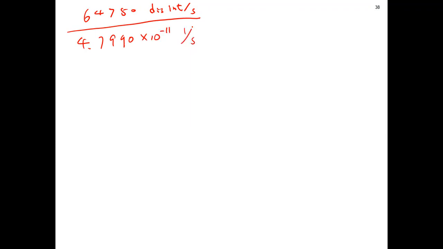We take 64750 disintegration per second divided by 4.7990 times 10 to the negative 11, 1 over second. So this 1 over second comes out, so therefore we just get how many particles. So what you find, the N equals 1.3492 times 10 to the positive 15. Okay. So remember our plan is find N, then find the mole, then find the gram. Okay. So that's our plan.